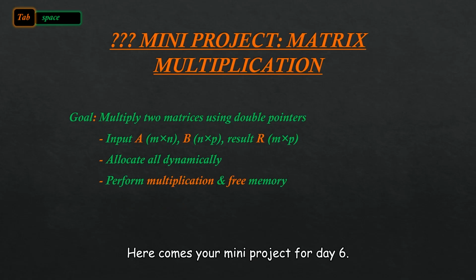Here comes your mini project for day 6, matrix multiplication using double pointers. You will dynamically allocate two input matrices A and B. A should have dimensions m by n and B should have dimensions n by p. Then create a result matrix R with dimensions m by p.